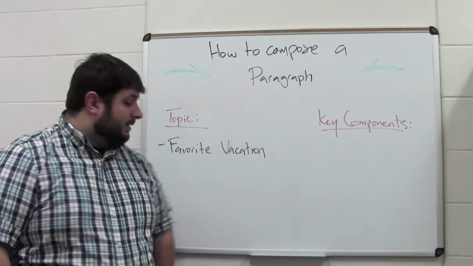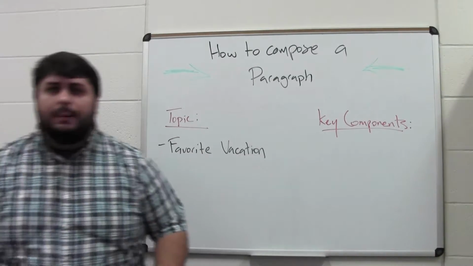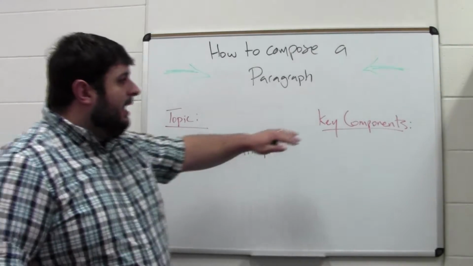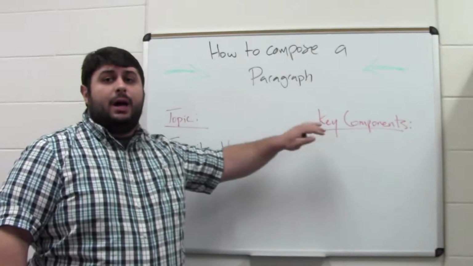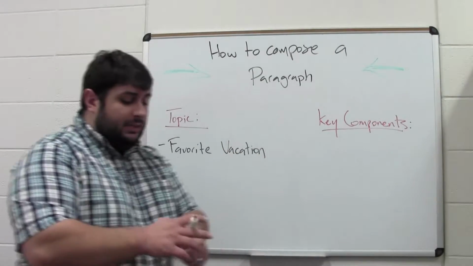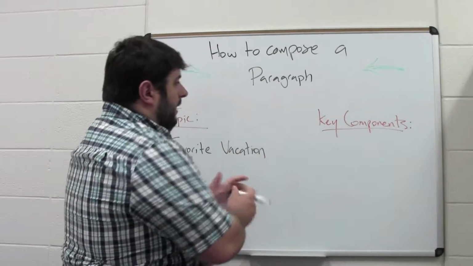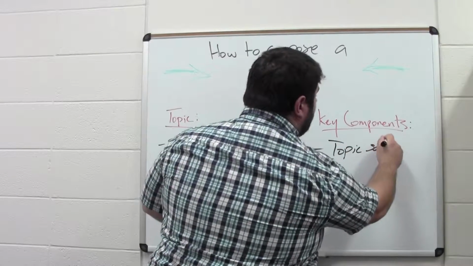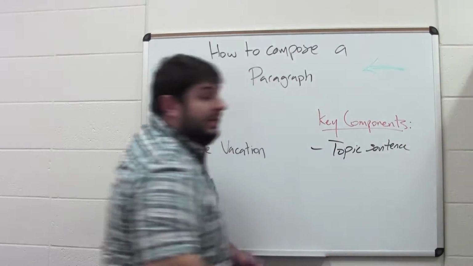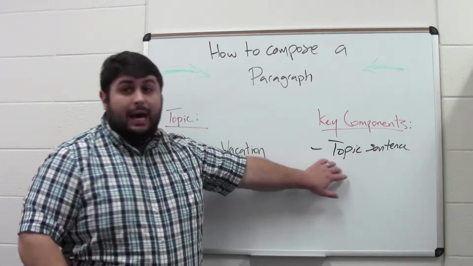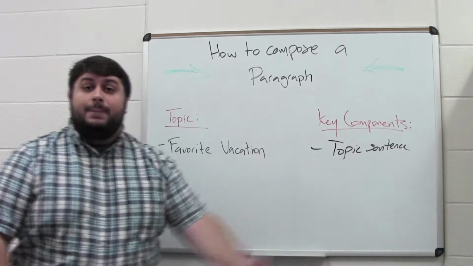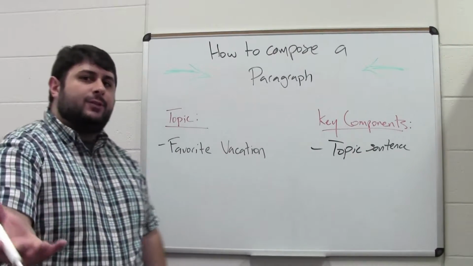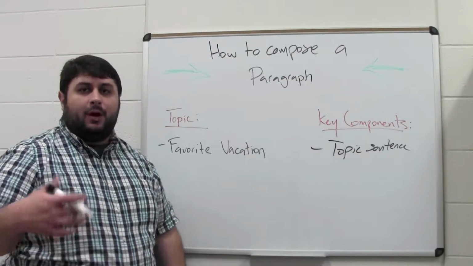Let's dive right in. So let me grab a marker here. Our topic is favorite vacation. Let's talk about the key components of a paragraph, okay? So key component number one, the first thing we need in our paragraph is a topic sentence, okay? Why? Because we want to know what the paragraph is about, right? Why are you writing in the first place? That's most important of all, right?